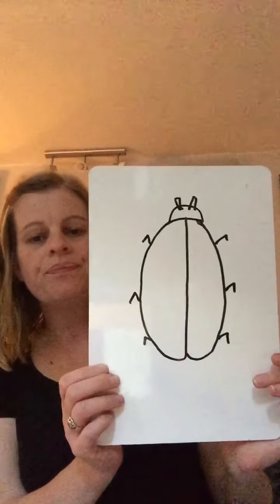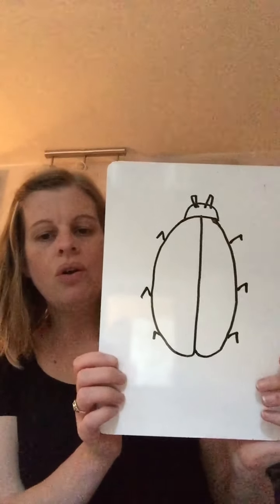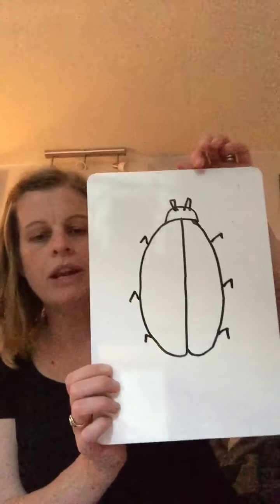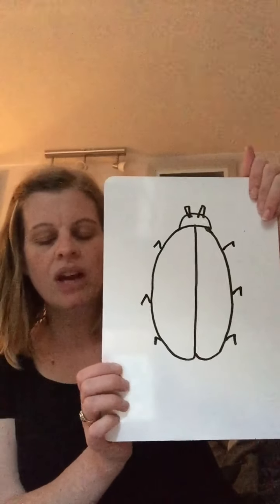So I want you to go and get your whiteboards and your pens. And if you have a dice in your house, could you go and find a dice? Don't worry if you haven't got one, but if you have got one, that would be really great. Pause the video if you need to go and get it. When you have done that, could you draw a ladybird on your whiteboard? Your grown-up might help you if you need to, but I think you can have a go at doing it yourself.